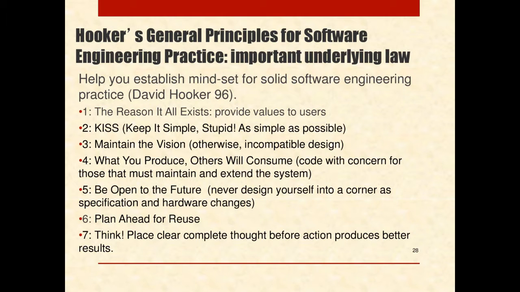Hooker's general principles for software engineering practice. Important underlying laws. They help you establish a mindset for solid software engineering practice. There are seven principles we need to remember. The first one, the reason it all exists: provide value to users. Second point, KISS. Keep it simple, stupid. As simple as possible.